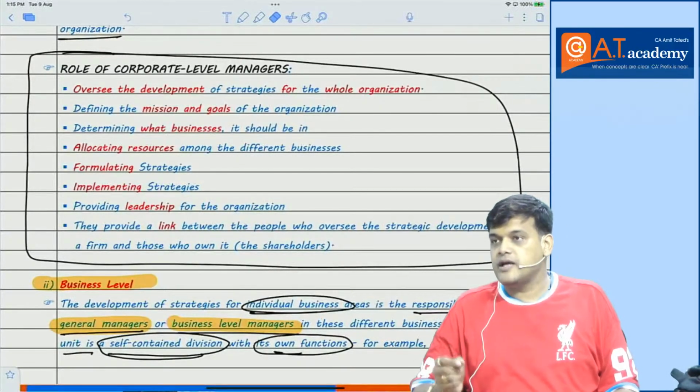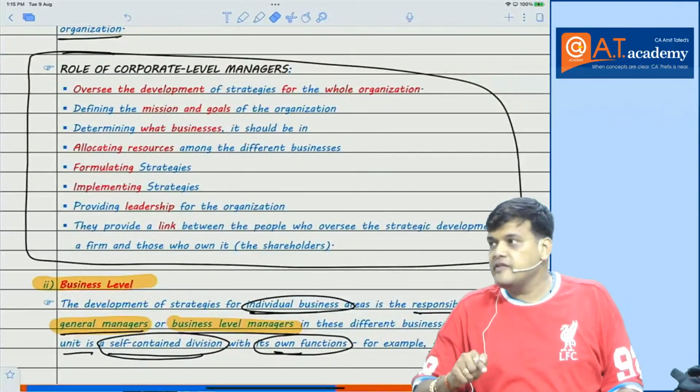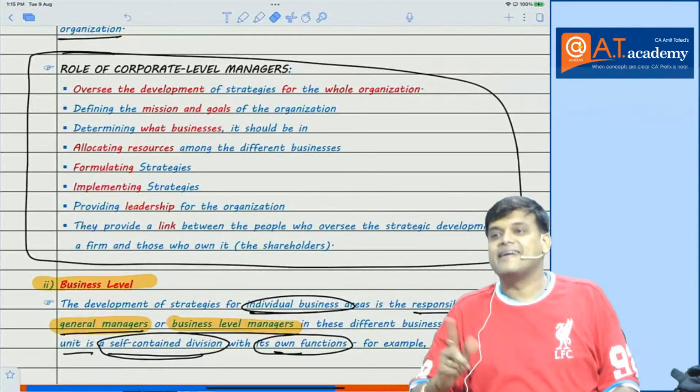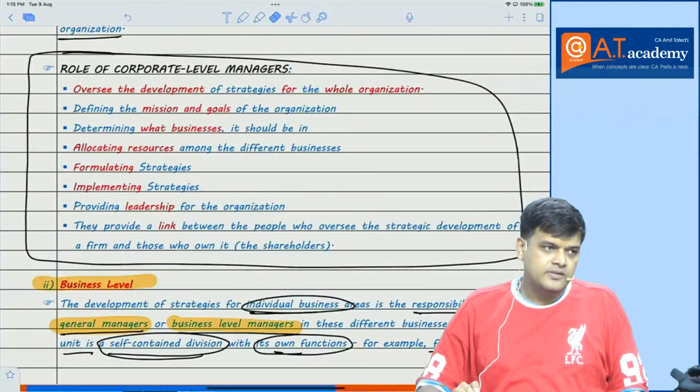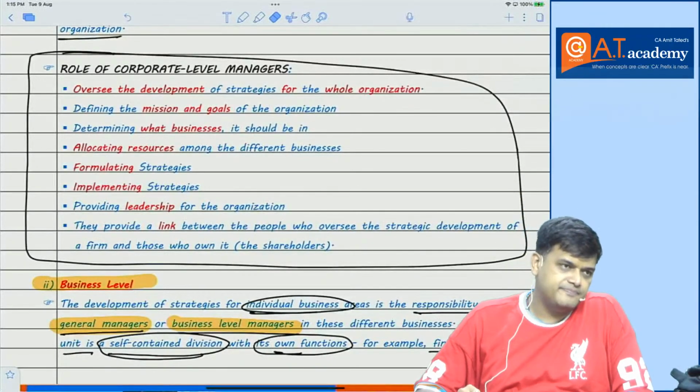Which question? Chapter 1 is role of corporate level manager. Chapter 7 is role of strategic leader. Chapter 7, role of strategic leader.